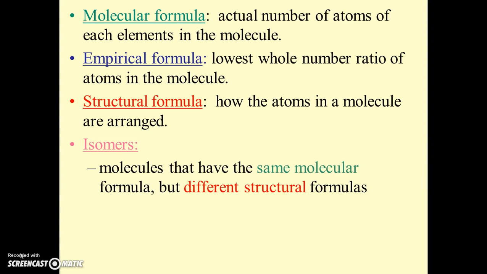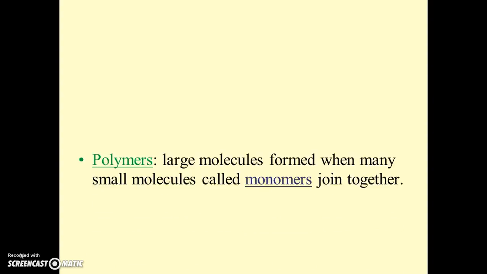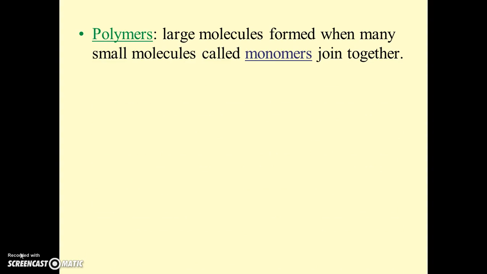Isomers. Isomers are molecules that have the same molecular formula but a different structural formula. This is going to tell you that they have different properties. Okay, so polymers. Polymers are large molecules that form when a bunch of small molecules come together. We call those monomers. Poly means many, and mono is one.